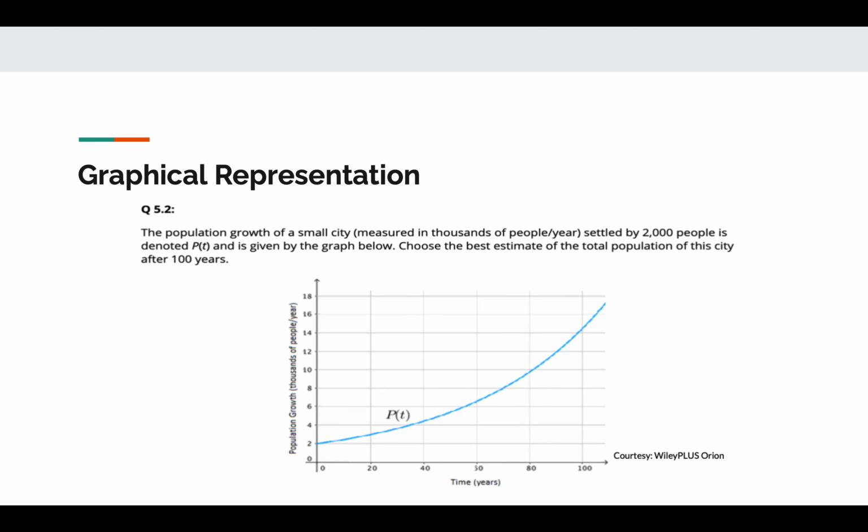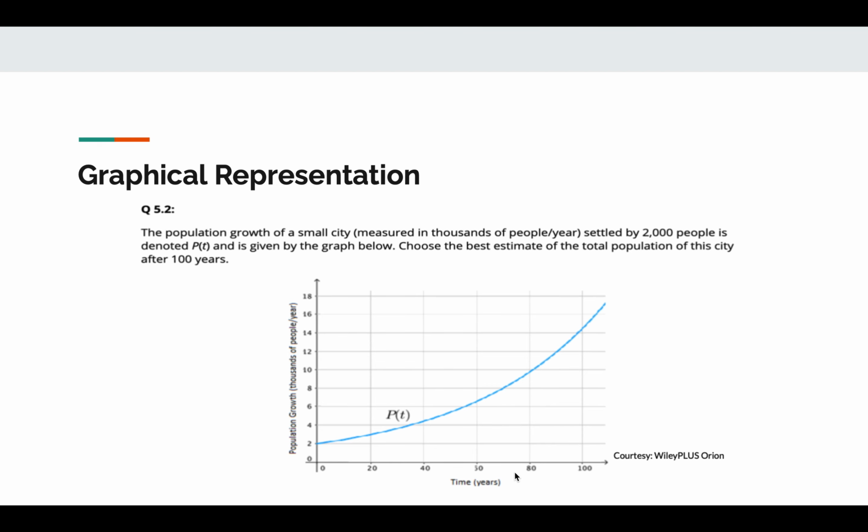Now for a graphical representation. The population growth of a small city, measured in thousands of people per year, settled by 2,000 people, is denoted as P of t and given by the graph below. Choose the best estimate of the total population of this city after 100 years. So we know through the given graph and through the wording here that we only have to go to this 100 number. Although the graph continues, our cutoff is at 100 because it's asking for the best estimate of population after 100 years. So we start at 2 because, once again, this is population growth in thousands of people per year. So we start at 2 because 2,000 people settle the city.